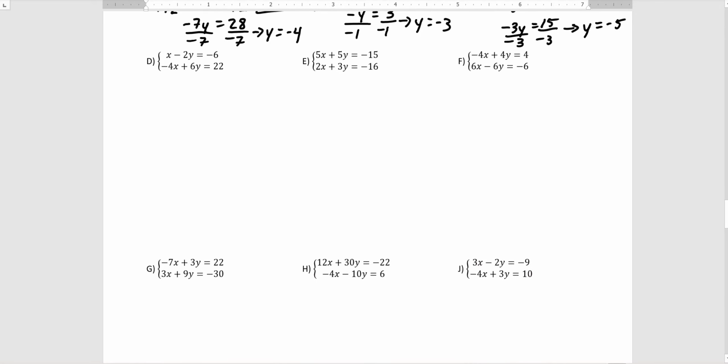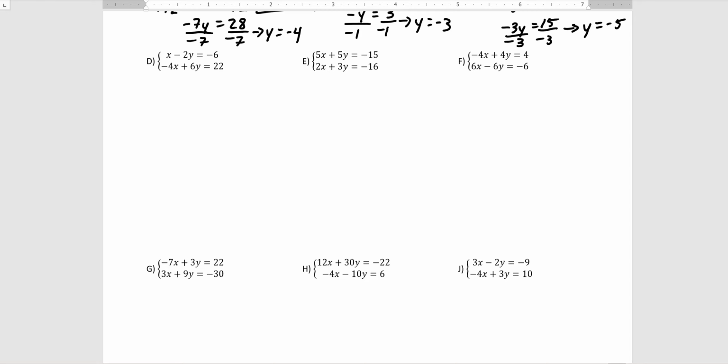Let's look at letter D now. Notice there's nothing here that's easy to eliminate. There's nothing that's already set for elimination. We're going to have to do some multiplying. I'm looking at this and I see x. If I want to eliminate x, I could multiply the top equation by 4.